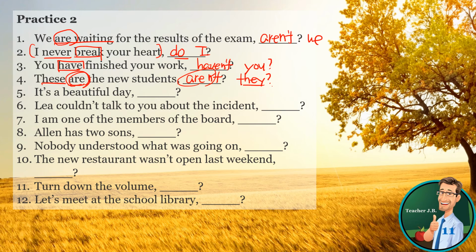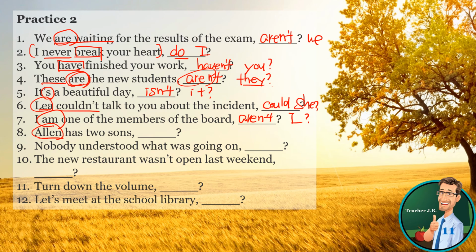It's a beautiful day. It's, so this is positive. So we use a negative tag, isn't it? Leah couldn't talk to you about the incident. So Leah is she, and couldn't, so we use could. Could she? I'm one of the members of the board. Am, we use aren't I. Aren't I?